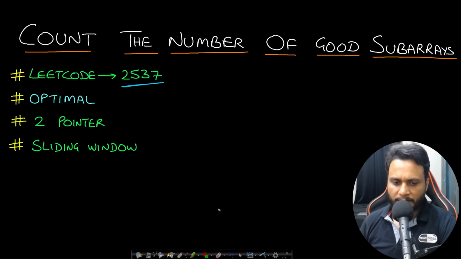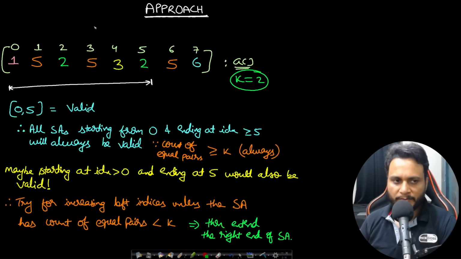Now let's look at some observations in order to solve this problem. Our approach here will be, let's say from 0 to 5 we have a valid subarray. A valid subarray is one where the equal pairs are greater than or equal to the given k value. 0 to 5 is valid because 5, 5 is a valid pair and 2, 2 is a valid pair. So the count of valid pairs is at least k. So this is a valid subarray.